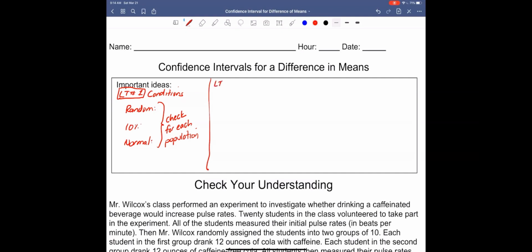Now, the second learning target was about constructing and interpreting a confidence interval. So let's just do a quick reminder of some things that are needed in order to do the 4-step process here of state, plan, do, conclude. For the state, we need to clearly identify the parameter. And in this context, the parameter is going to be the true difference in means, mu1 minus mu2. And then the statistic that we're going to use to try and estimate that parameter is x1 bar minus x2 bar. And then, of course, the other thing to include in the state is the confidence level.